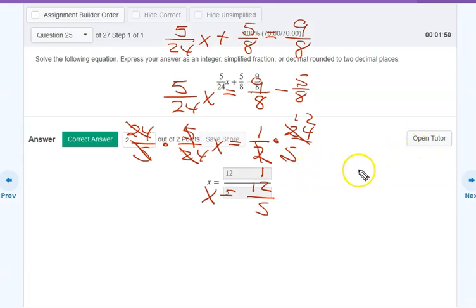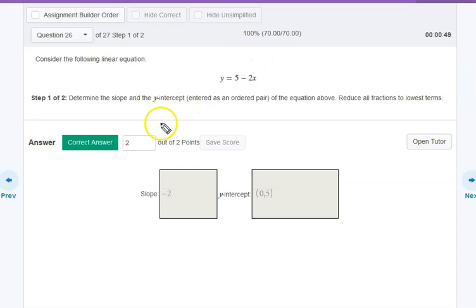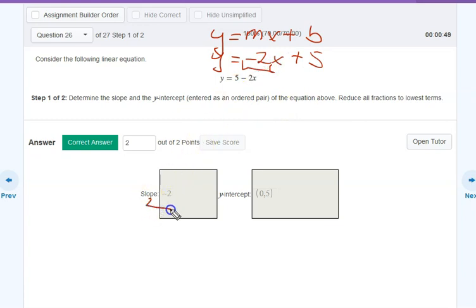And let's see what we have here. 12/5, let's clear it up, and 12/5. All right, we're just 2 more to go here. Now, for this one, they're asked to find the slope and the y-intercept. Well, we know y equals mx plus b. So if we put that in that form, y equals a negative 2x plus 5. So our slope then is a negative 2. And our y-intercept, don't forget to write it as an ordered pair, in parentheses, (0, 5). So again, something easy.